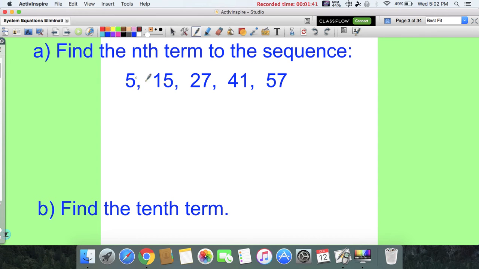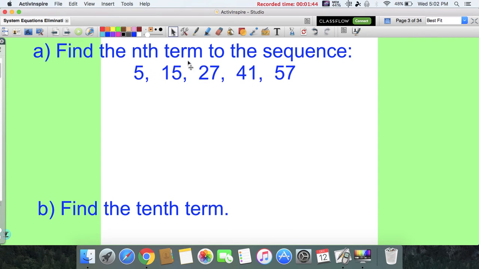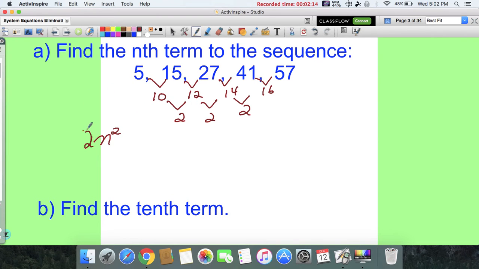So the first thing I want you to do is take the first difference. If you take the first difference, there's a difference of 10, 12, 14, 16. Now, because the differences are not the same, this tells me that I need to take a second difference. And by taking the second difference, I can tell you that this is a quadratic function. Now, the function here is going to be n squared. So now you have to decide if it's going to be 1n squared, 2n squared, 3n squared, 4n squared, 5n squared, or whatever it is.